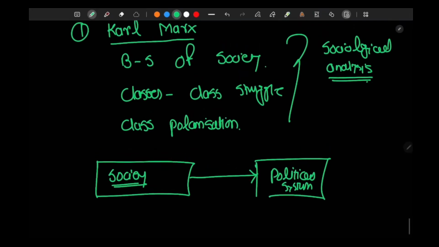As Marx was saying, society is base and superstructure. This base and superstructure leads to class polarization, class struggle, and revolution in the end. Society which is divided on labor and relations of production will be driven in a particular direction with respect to political system and political development. How political development happens in a society, as explained by Karl Marx, was on the basis of classes and class struggle. So society is divided between classes.